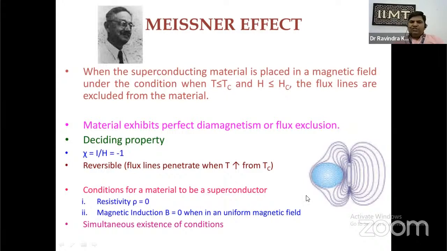We have two conditions which are responsible for a material to be a superconductor. The first one is that the resistivity must be equal to 0, and the next one is that the magnetic induction B is 0 when it is in a uniform magnetic field. So these are the two conditions which are used for superconductors.